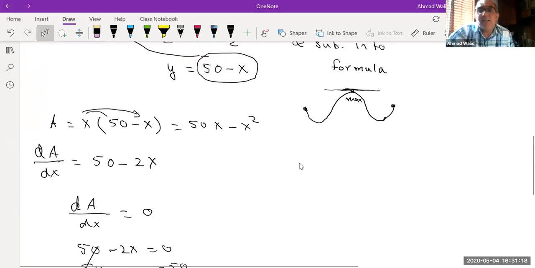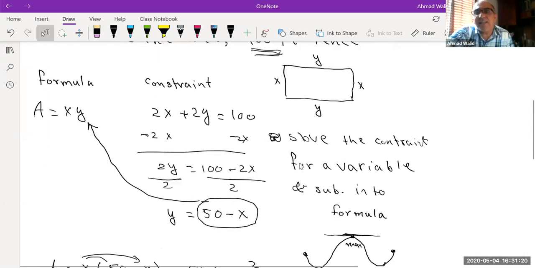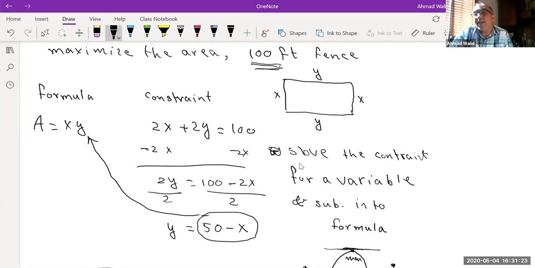What is x? X is actually this side in your rectangle, correct? X can be 25. It means 25, 25, 25, 25. But it's not the only option. I have 100 feet. I can use like 50 feet on this side. I can use 50 feet on this side also. 50 feet on this side, 50 feet on this side, right?